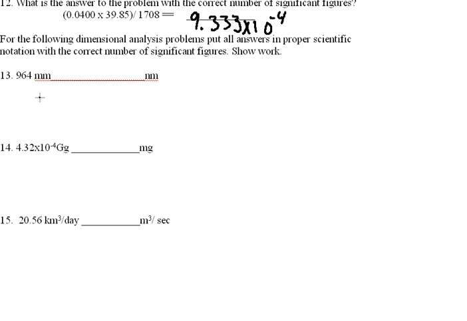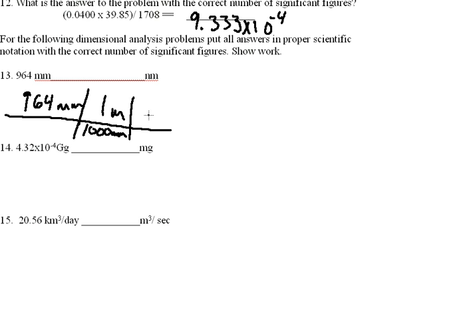If we take a look at number 13, we're just going to do a metric conversion. Anytime I've got a metric conversion where it's something that's not in the base unit, I always like to take it to the base unit and then take it to what I'm looking for. So we're going to do 964 millimeters. We want to convert this to meters, and there are 1,000 millimeters in 1 meter. And then we want to change meters now into nanometers, and a nanometer is 1 billionth of a meter. So that's going to be 1 times 10 to the 9th nanometers.